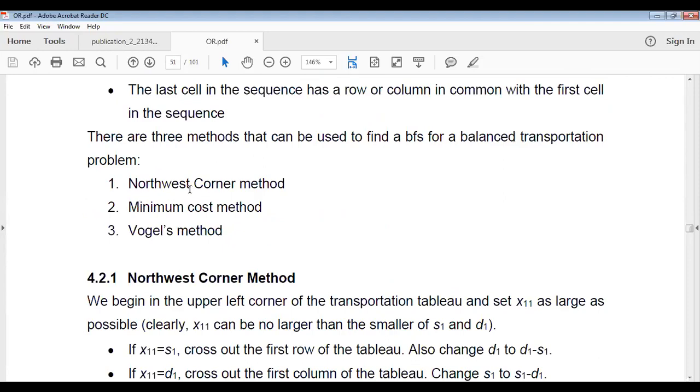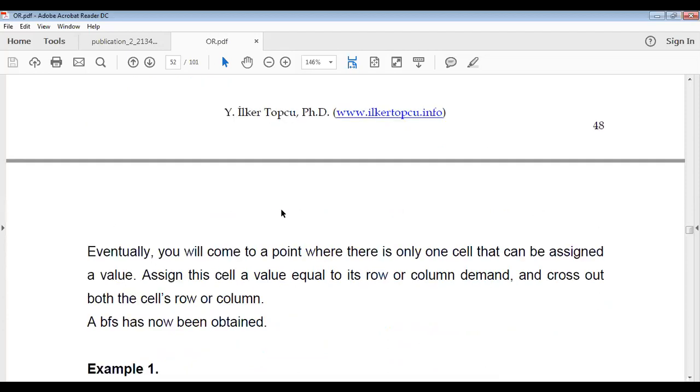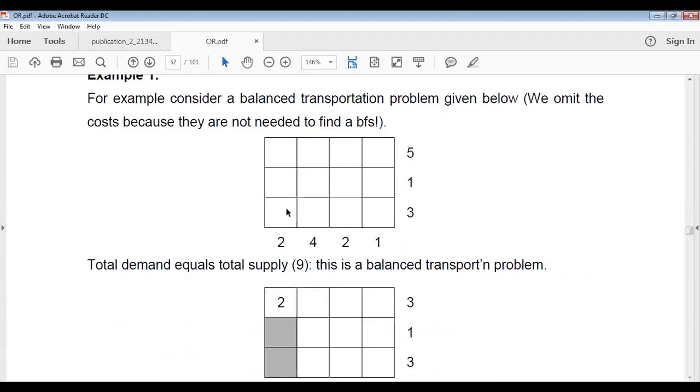So this is from another textbook: Northwest corner method, minimum cost method, Vogel's approximation method. So this is the Northwest corner method. First thing, he has given 2, 4, 2 like this. So totally it is 9, and the other is also 9, so it is balanced. He has done it completely to make you understand better.